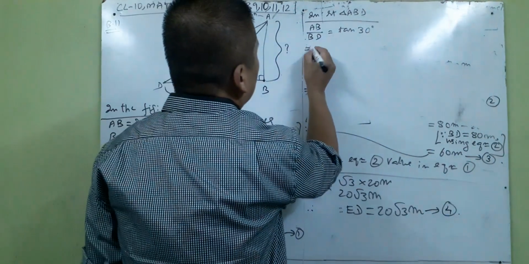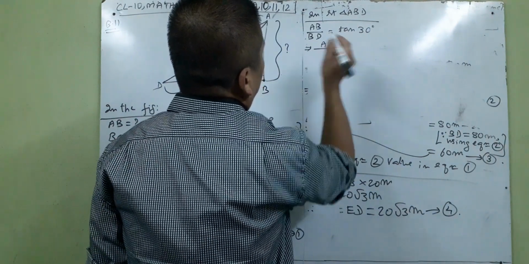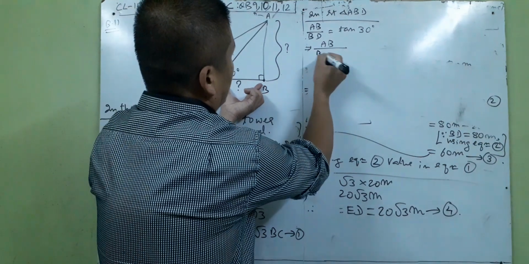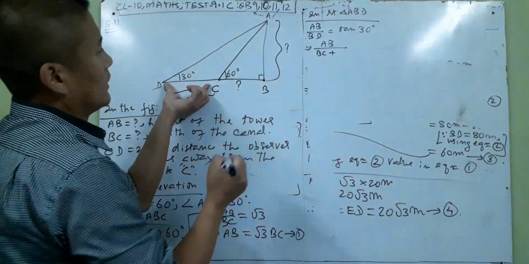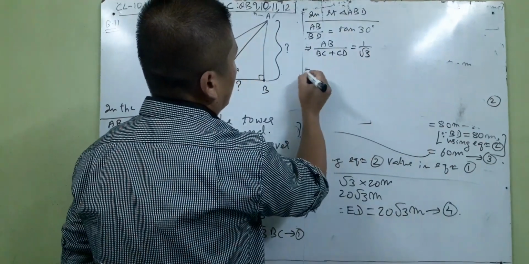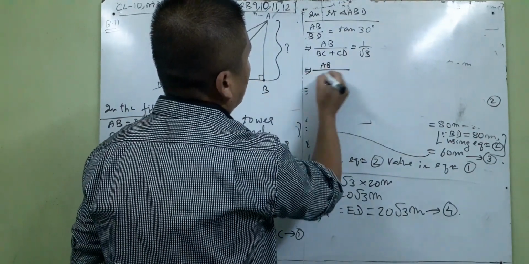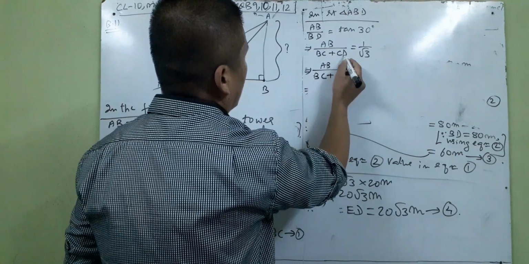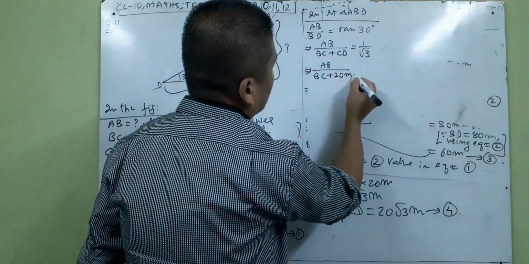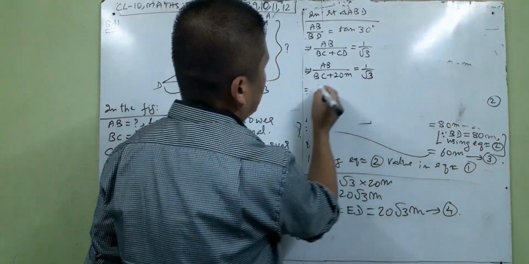So now slowly do it. AB, just keep it that way for some time, and then BD, let us break it up into BC plus CD. Then tan 30 is 1 by root 3. Then we know AB by BC, just keep it as it is. CD value is, we know, 20 meters. So you just put here AB by BC plus 20 meter is equal to 1 by root 3.